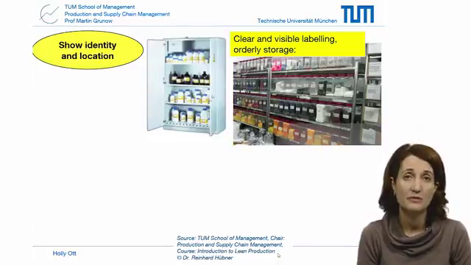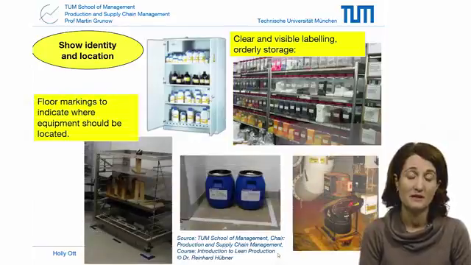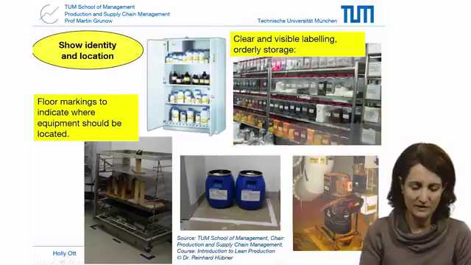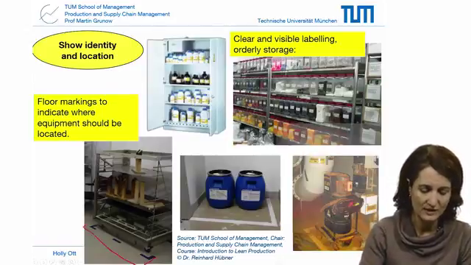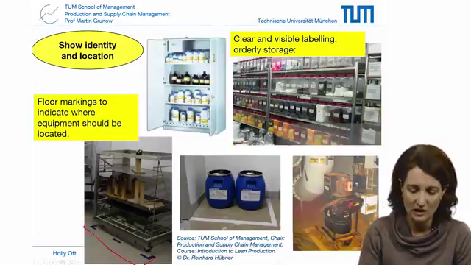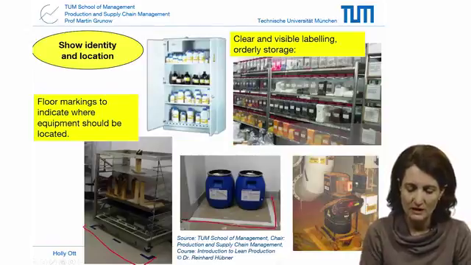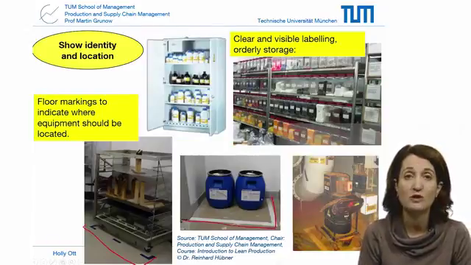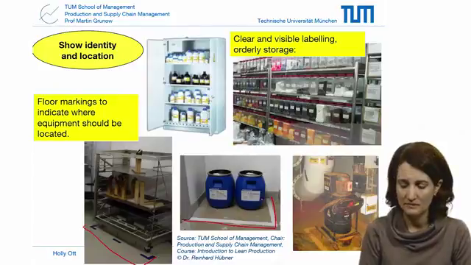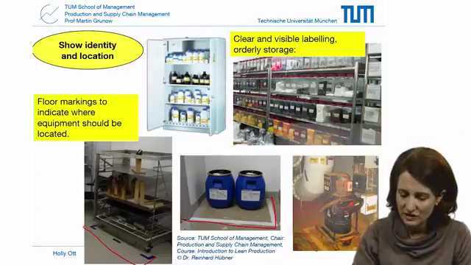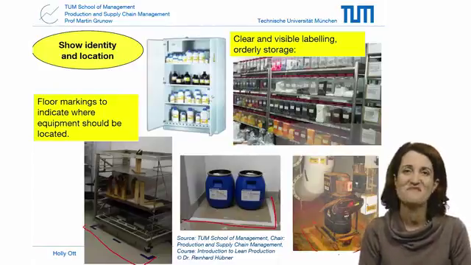Another good example for visualizing identity and location are floor markings. These are a very common way of showing where items should be located. Here, for example, you have the floor markings to show where this lacquering trolley should be located, or in this corner you have some chemical casks. And here you even have a little location to show where the vacuum cleaner should be located.